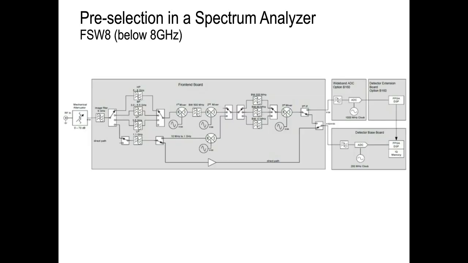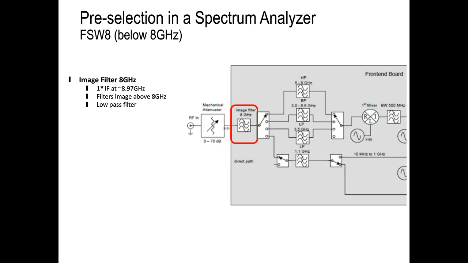So here's a block diagram of one of our spectrum analyzers below 8 gigahertz. And if you blow it up to the input, what you're going to see is the RF comes in. Again, there's that attenuator that we covered in the block diagram in the prior slide. But right off the bat, you go through a quote-unquote pre-selector filter. But it doesn't even say pre-selector. It says image filter because the pre-selector purpose is image rejection.